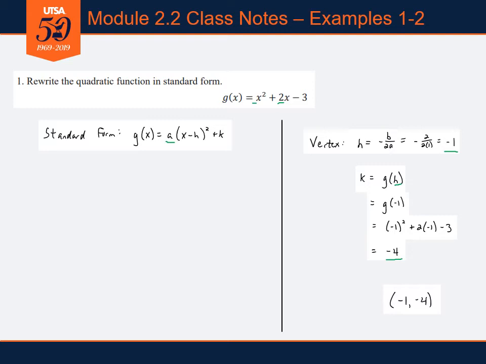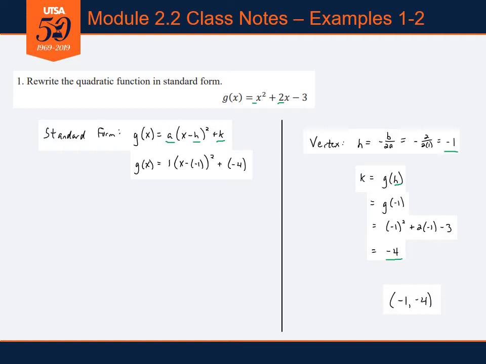Going back and answering the question, rewriting the quadratic function in standard form then, now we know A is 1, we know H is -1, and we know K is -4. Simply plugging those numbers into our form here gives us g of x equals 1 times x minus -1 squared plus -4.